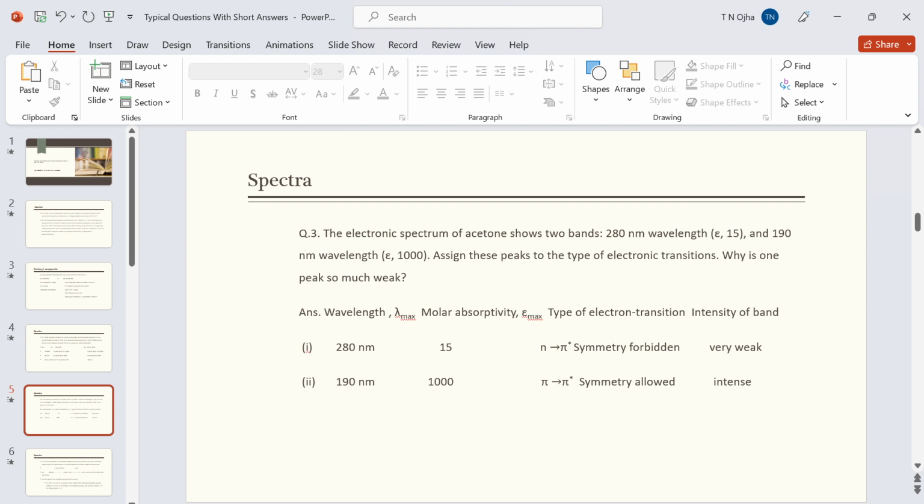Symmetry allowed bands are strong, intense. Here a basic question arises: why are symmetry forbidden bands allowed at all? The reason is the molecules are continuously vibrating, and due to vibration, the strict symmetry rules are broken down to some extent. That is why weak bands appear.